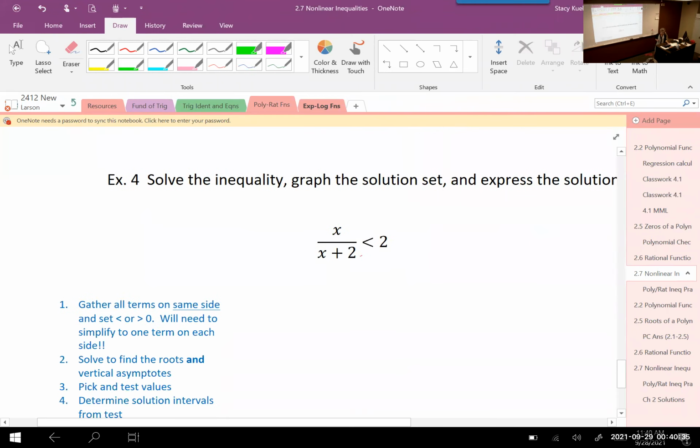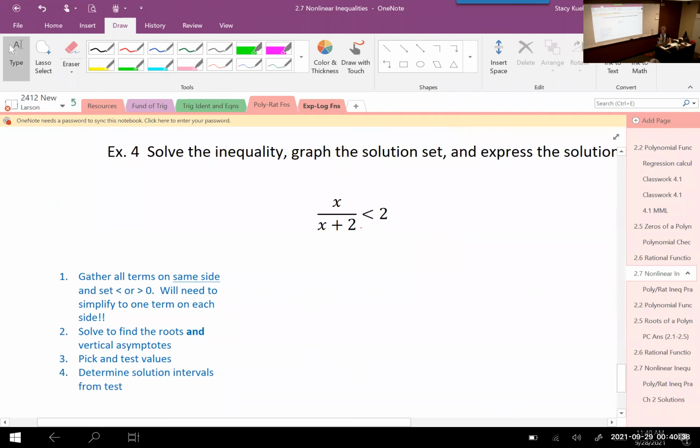Okay. So this one we want to look at now. And this one addresses that first step. So I have the rational function x over x plus 2 is less than 2. And I want to move everything over to the left so that it is basically set equal to 0. So I have x over x plus 2 minus 2 is going to be less than 0. And I left this blank there because we've had practice doing this already. How would I simplify the left-hand side?